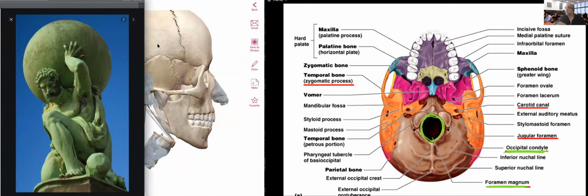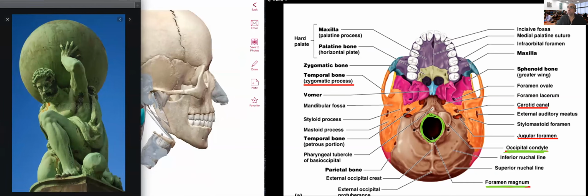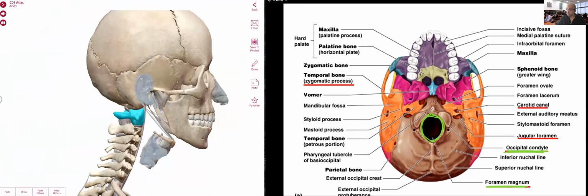All right, so again, what is the function of the occipital condyles? They will allow the articulation between the skull and the atlas, or C1, or the first cervical vertebra. And this articulation between the occipital condyles and C1 allows you to say what? Yes. All right. Easy.